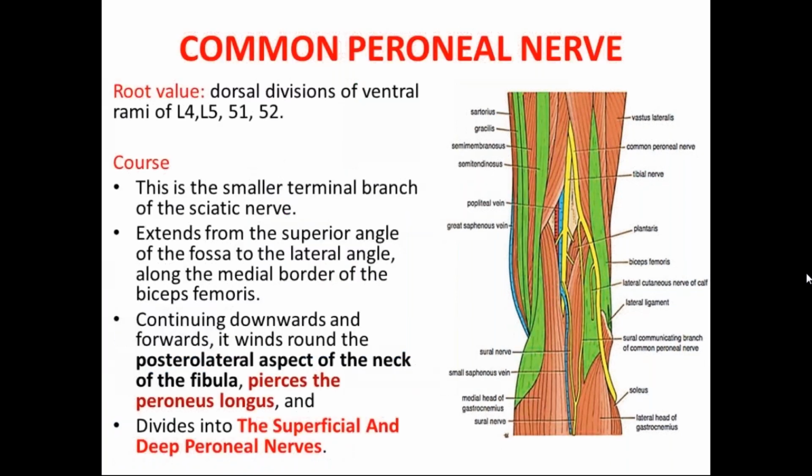Now if we discuss another branch of the sciatic nerve, that is the common peroneal nerve, it arises from the dorsal division of ventral rami of L4, L5, S1 and S2. It is a smaller terminal branch of the sciatic nerve extending from the superior angle of the popliteal fossa to the lateral angle, running along the medial border of biceps femoris. It continues downwards and forwards, winding around the posterolateral aspect of neck of fibula, thereby piercing the peroneus longus and dividing into the superficial and deep peroneal nerves.